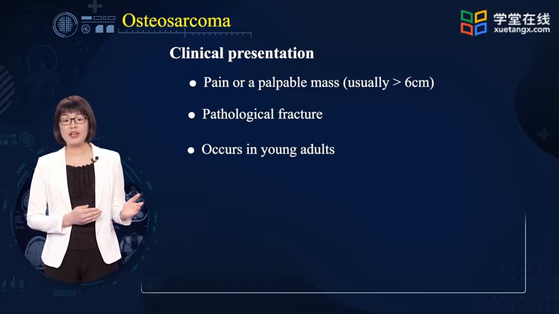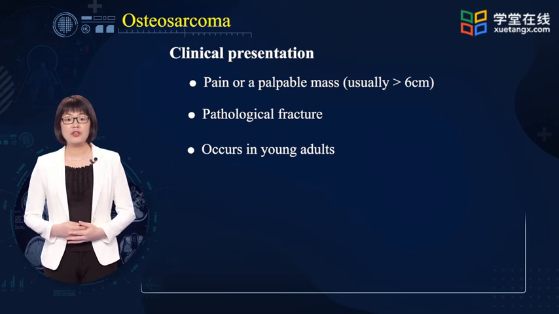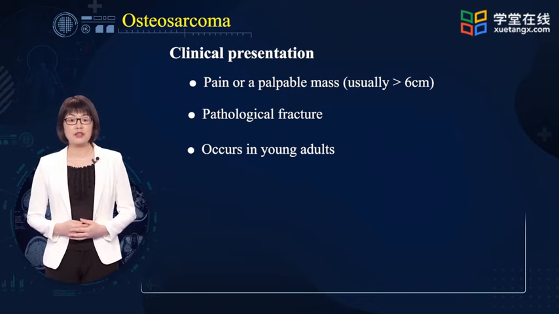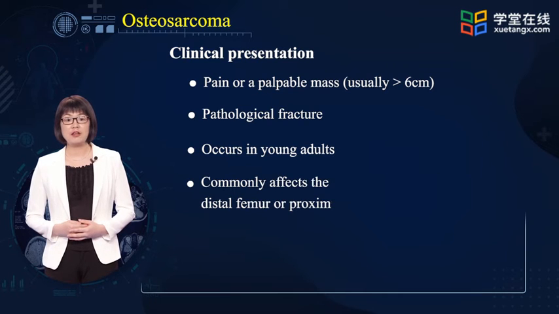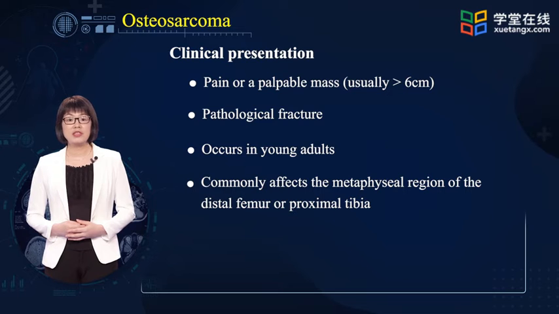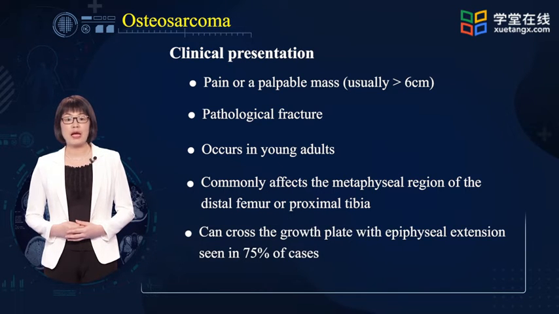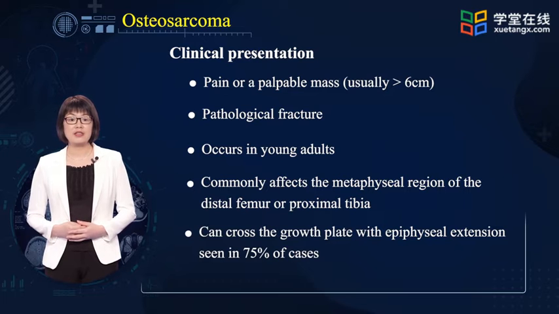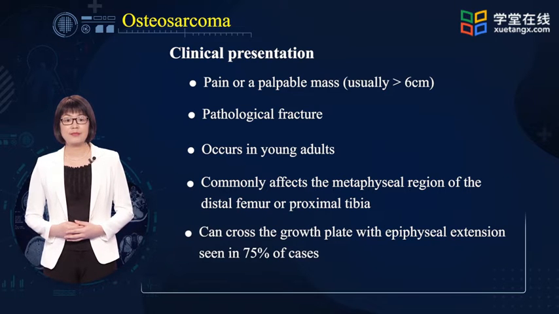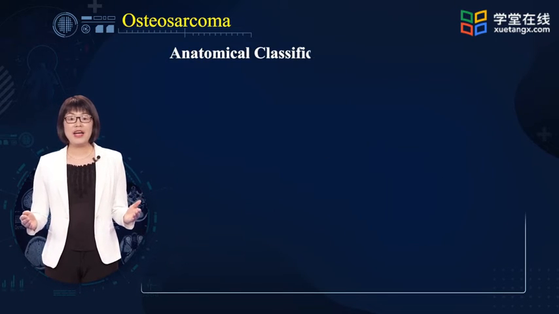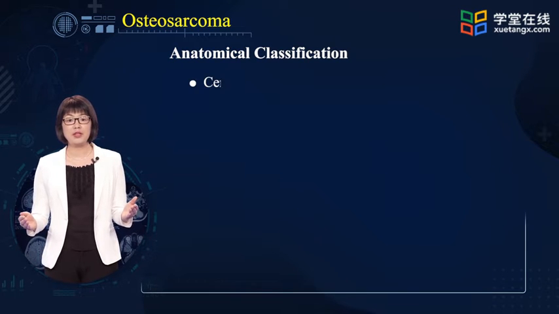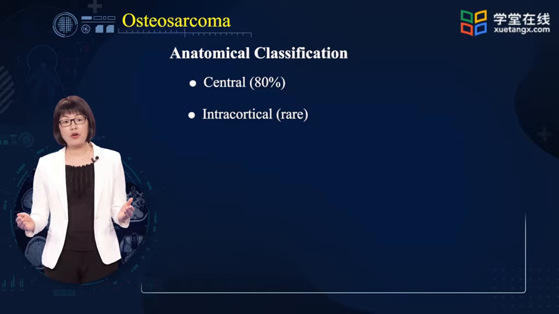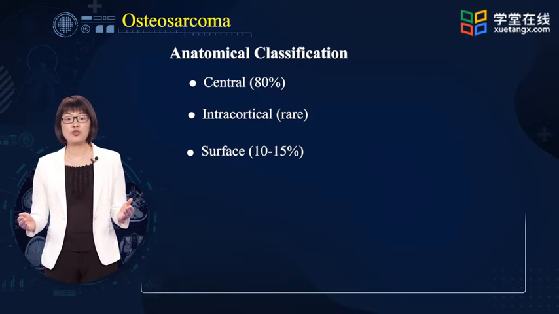We see this tumor in young adults, with 80% of cases between 10 and 30 years old, most commonly affecting the metaphyseal region of the distal femur or proximal tibia. However, it can cross the growth plate with epiphyseal extension, as seen in 75% of cases. Based on anatomical relationship to the bone, we can classify osteosarcoma into central type, intracortical type, surface type, and extraskeletal type.